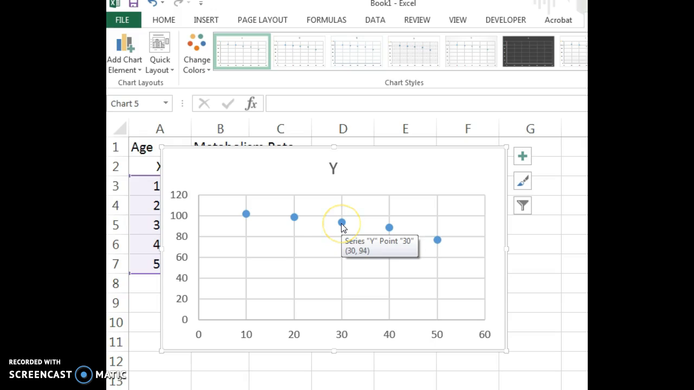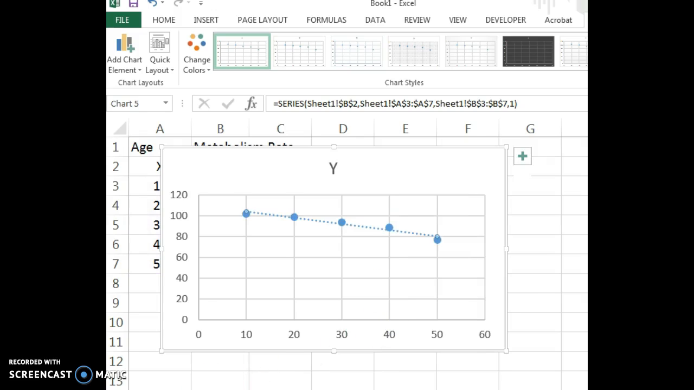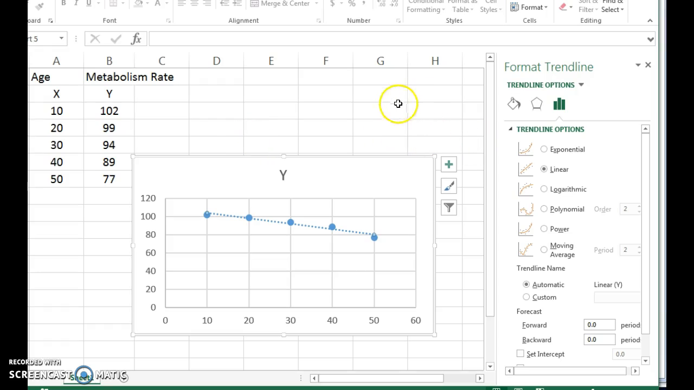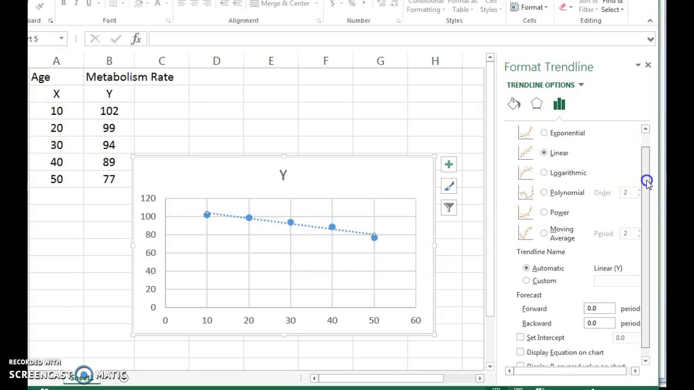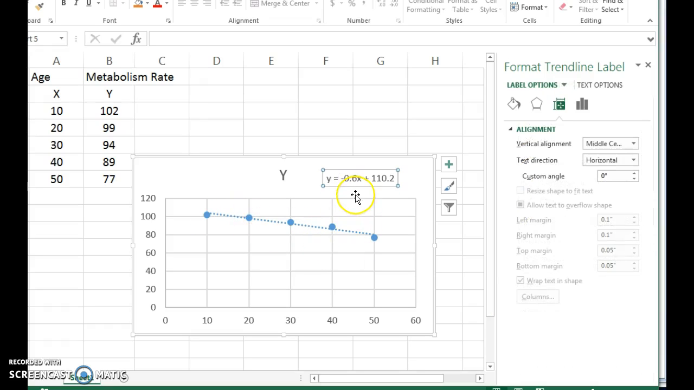If you right-click on one of these data points, you can go to add the trend line. And I've expanded my view because my options open up off to the right side of the window. But you want to make sure you've chosen linear so that we're drawing a straight line that's as close to the points as possible, the least squares regression line. And then you also want to display the equation on the chart. And that'll give you the equation of that line. And you can use that equation now to make predictions.